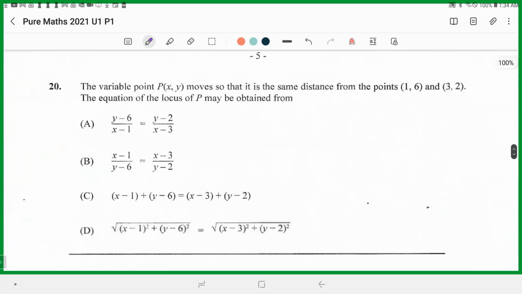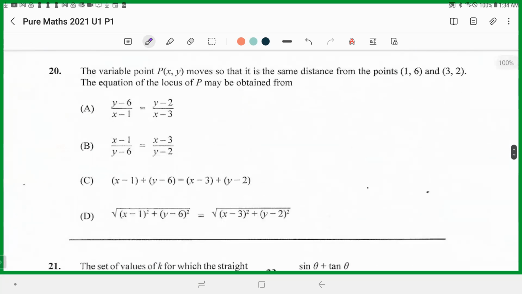This one says, the variable point P moves so that it is the same distance from these 2 points. The equation of a locus is what? So it's quite simple. Basically, you have the point xy, the point P, and the distance to this point is the same as the distance to that point. That's basically what it's saying. So what will be the distance between these 2 points?